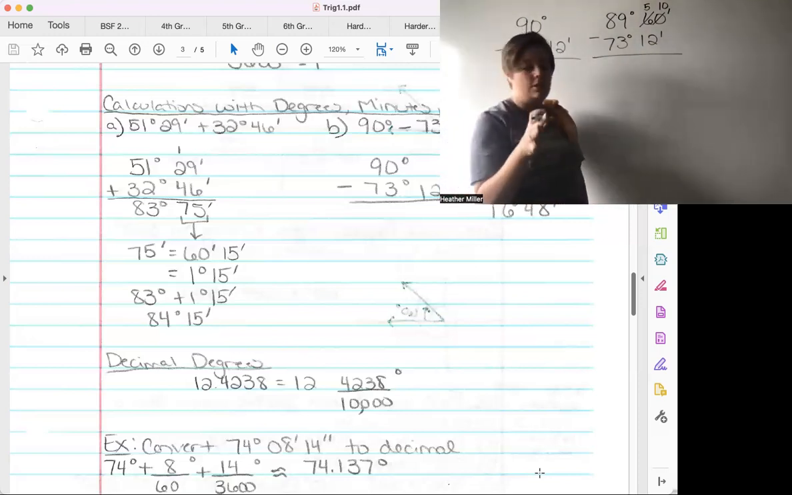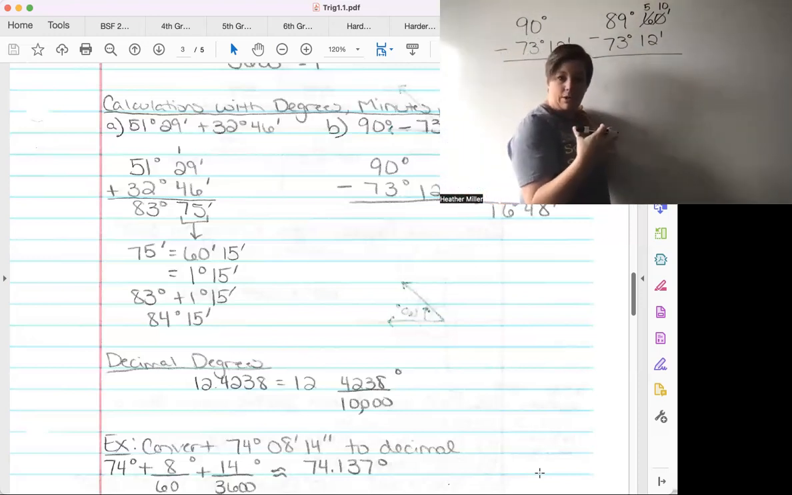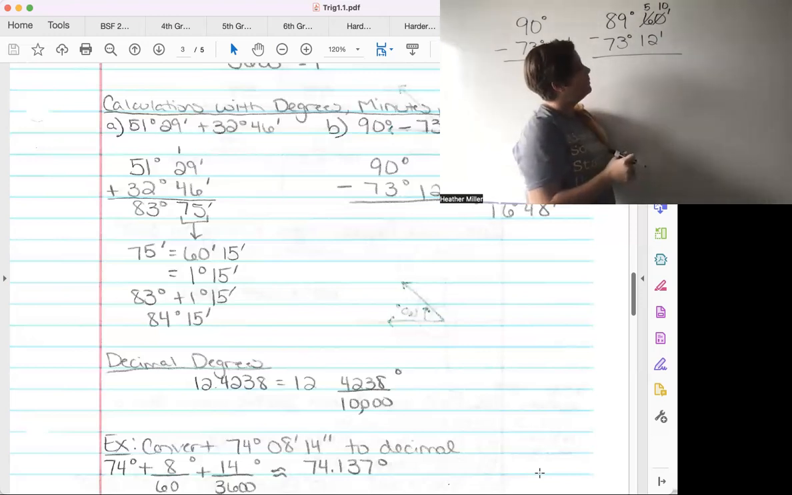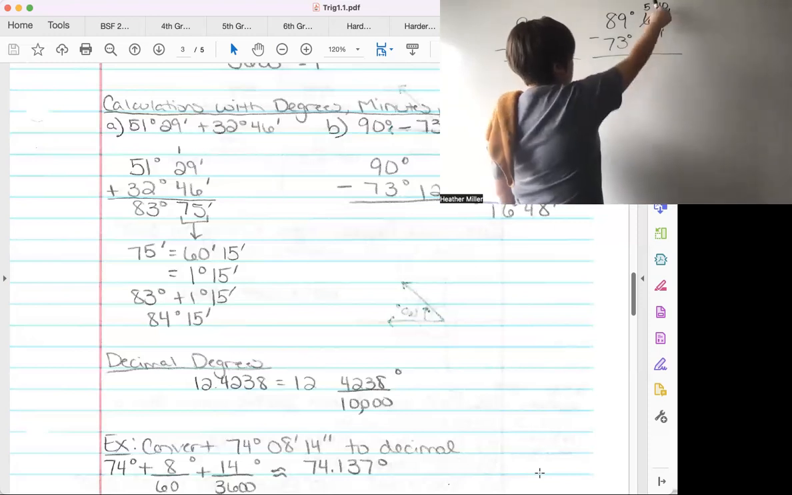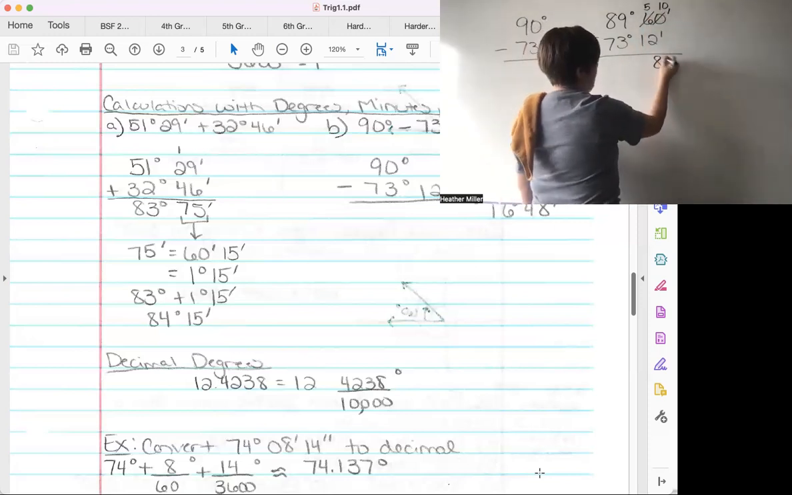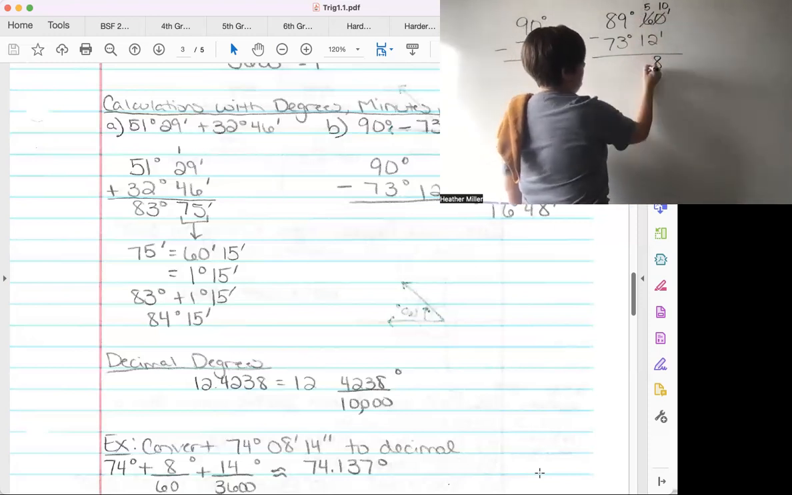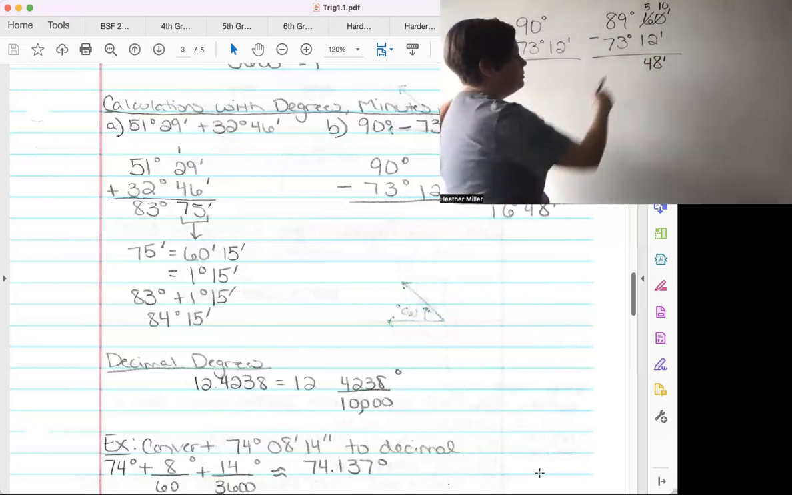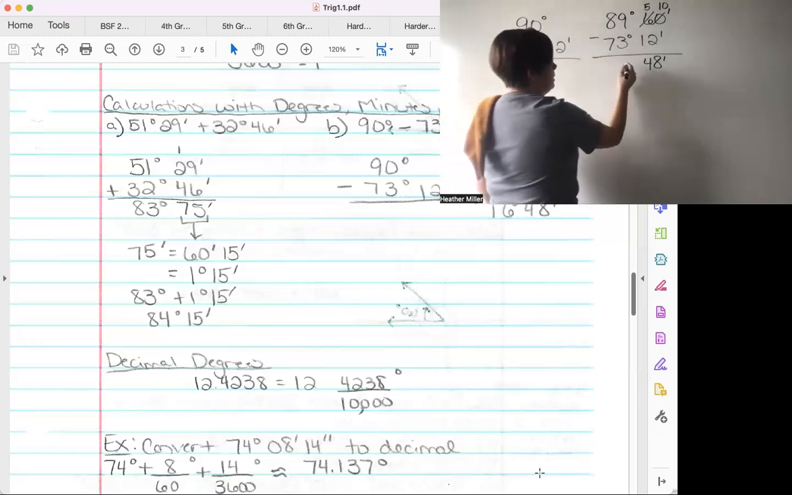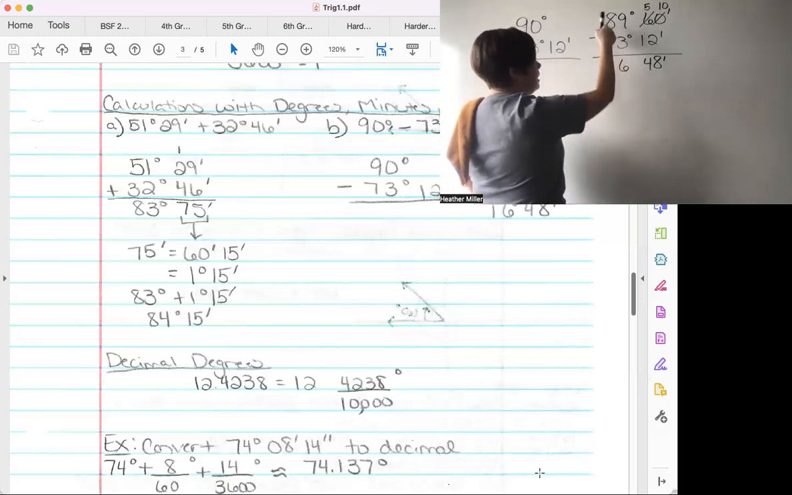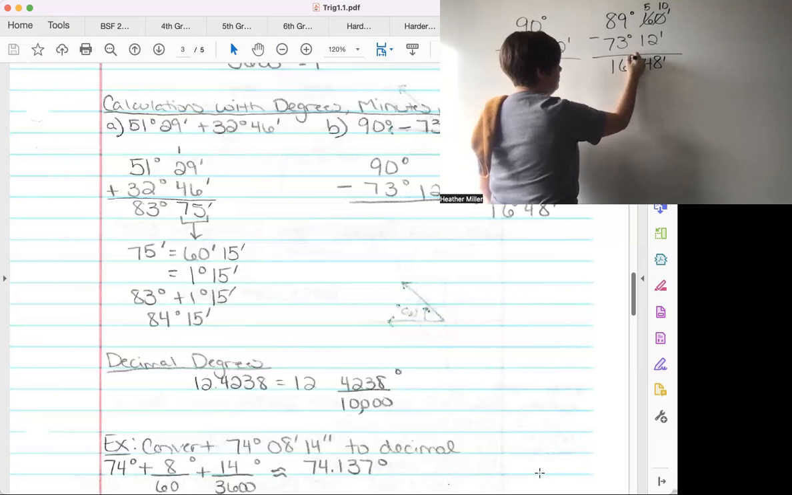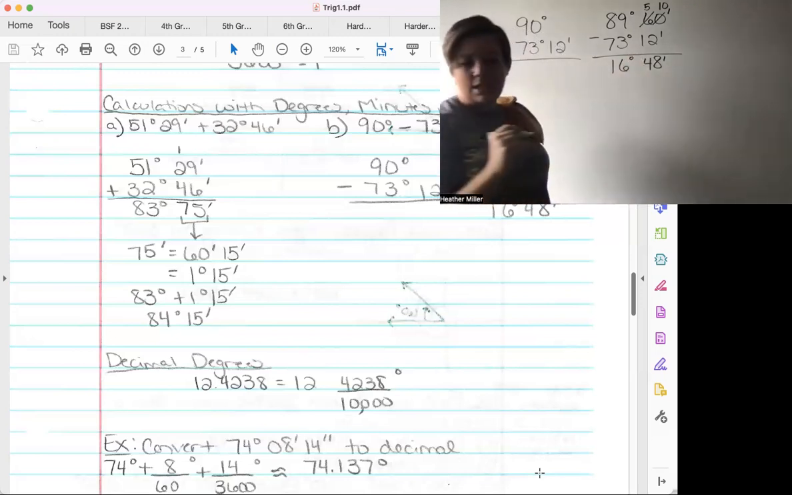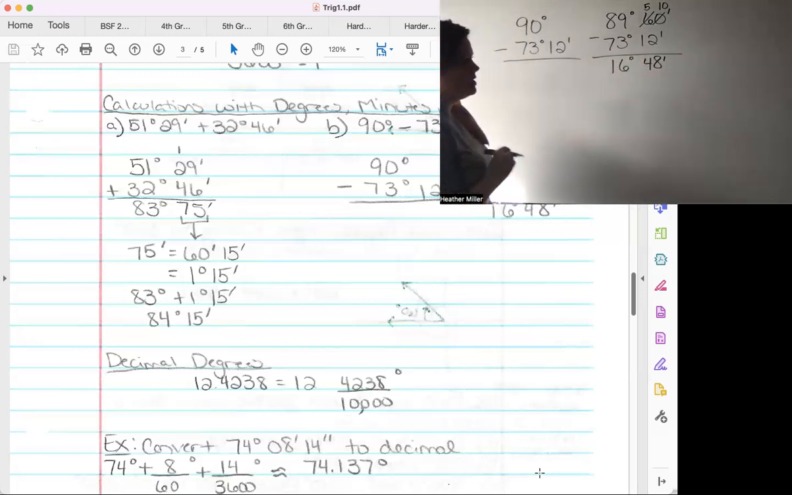Hopefully this isn't totally new math. It's just old math. So you might have to dust it off a little bit. But now I can actually do my subtraction. I have 10 take away 2, which is 8. 5 take away 1, which is 4. So I have 48 minutes. Then I move to my degrees. I have 9 take away 3, which is 6. 8 take away 7, which is 1. So I have 16 degrees and 48 minutes.